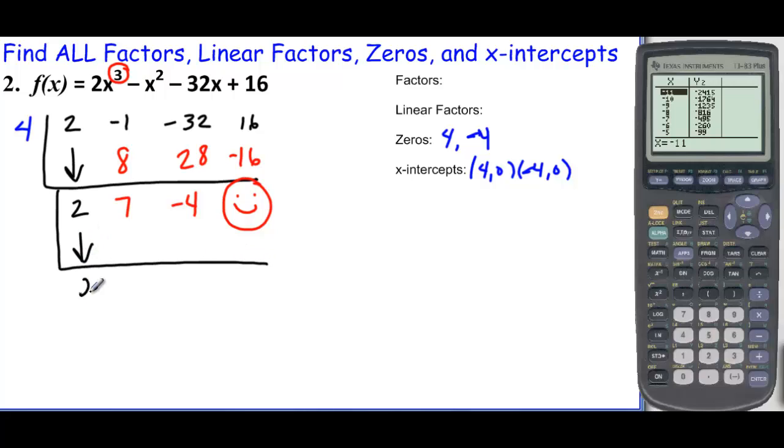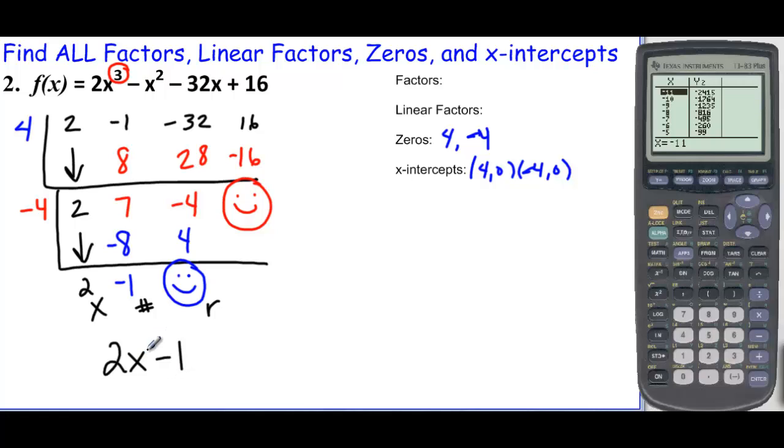I'm going to drop down the 2. Okay. This time I'm going to use negative 4. And then I'm going to multiply. Negative 4 times 2 is negative 8. I add, I get negative 1. Negative 4 times negative 1 is a positive 4. And again, I get a 0, which is exactly what I should get. Here's my remainder, my numbers, and my x's. So if I write this out, I get 2x minus 1. Now you look, you can't factor it anymore.